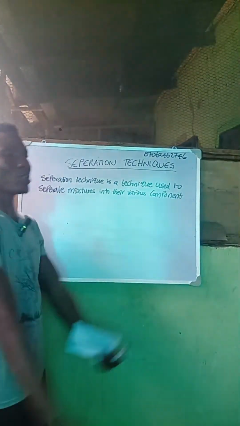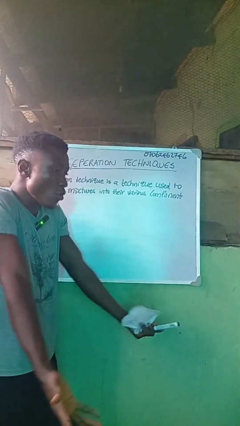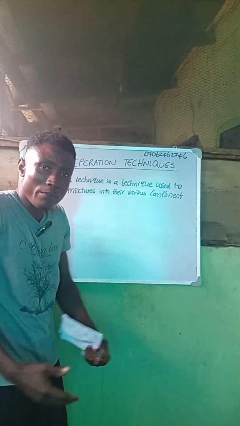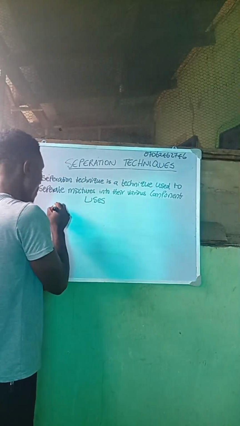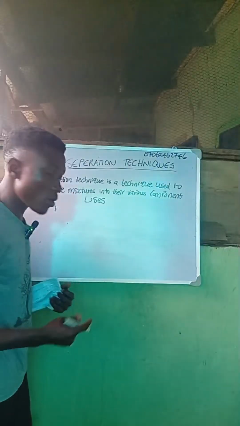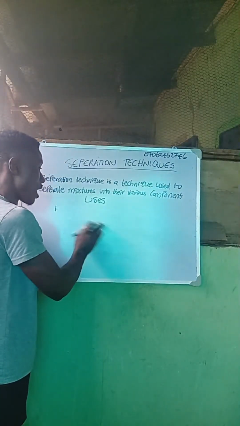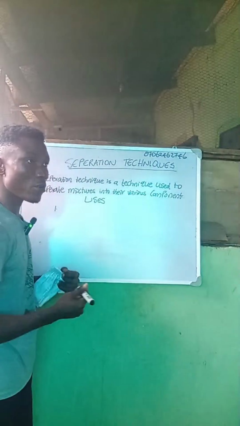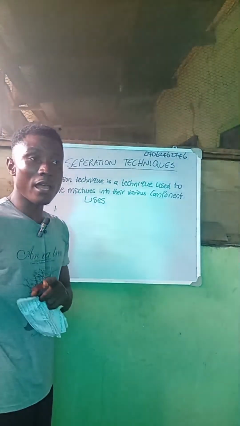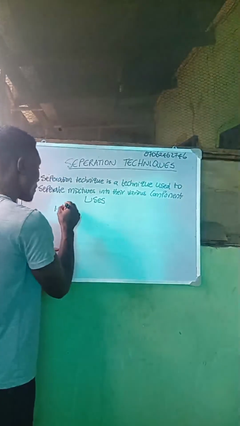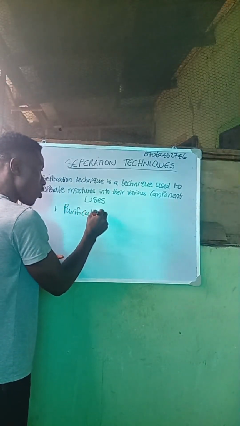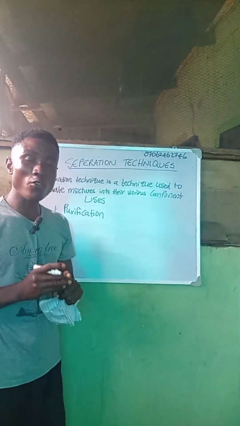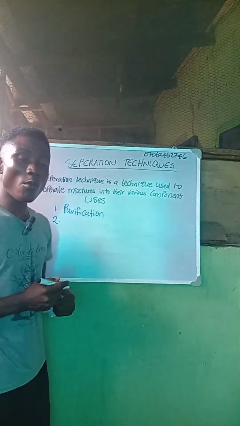Now, what is the use of separation technique? Why do we separate? Why not just leave it like that, after all, it's good? Why do we have to separate? Number one, the uses: purification. We want to get the various components of the mixture to be pure. So purification is one of the major reasons for separation.